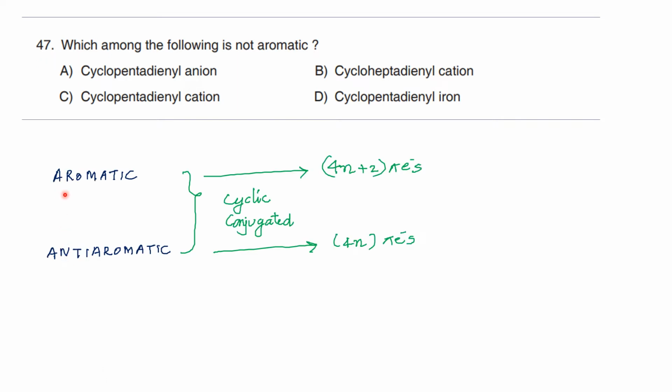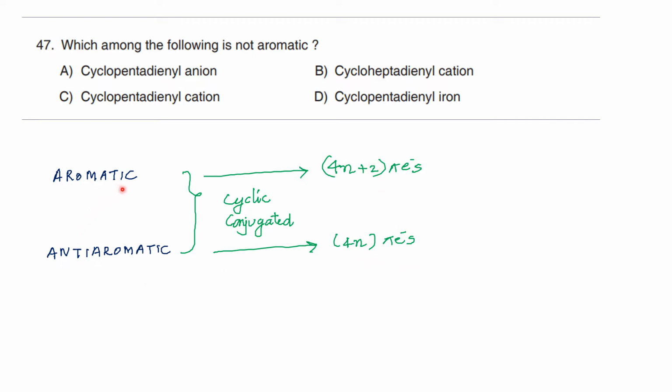So a compound can be classified as an aromatic compound if it is cyclic and conjugated and also contains 4n plus 2 pi electrons, where n is equal to 0, 1, 2, 3, etc. You can also have another type of compound, which is known as anti-aromatic, which satisfies the condition of being cyclic and conjugated, but instead of 4n plus 2 pi electrons, they will have 4n pi electrons.